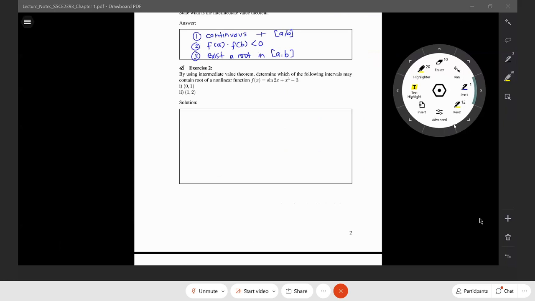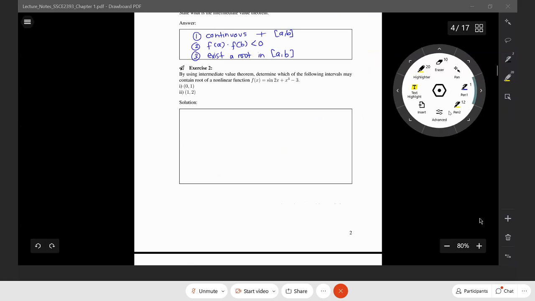Okay, for the first one, your f(0), because your a is 0, so f(0) should be -3. Correct. f(1) should be -1.091. So you have both negative. So f(0) times f(1) is a positive value for the first one, so it is not negative. So we conclude that there's no root in 0 and 1.